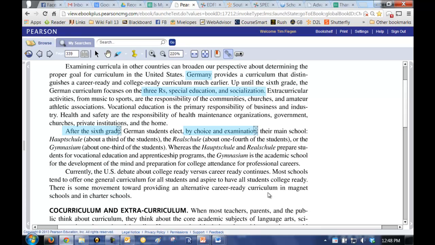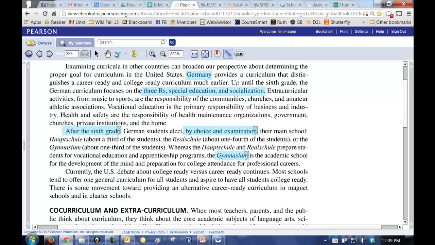The main school, the Hauptschule, about a third of the students, the Realschule, about 1/4 of the students, or the Gymnasium, about 1/3 of the students, whereas the Hauptschule and Realschule prepare students for vocational and apprenticeship programs. The Gymnasium is the academic school for the development of the mind and prep for college and professional careers. Currently, the U.S. debate about college ready versus career ready continues. Most schools tend to offer one general curriculum for all students and aspire to have all students college ready.